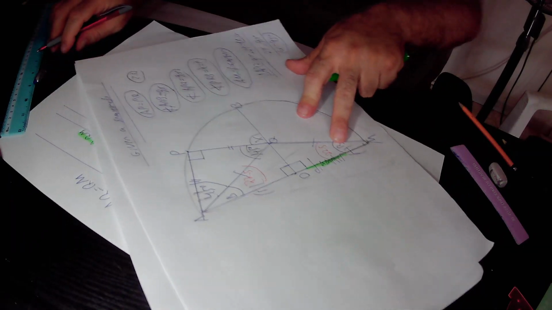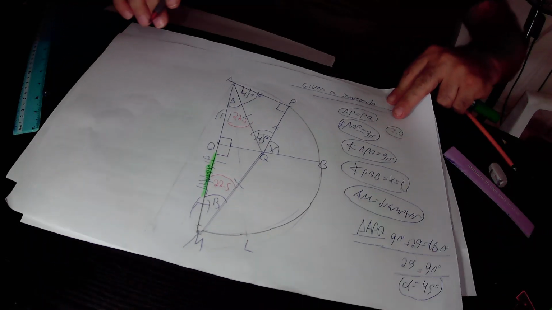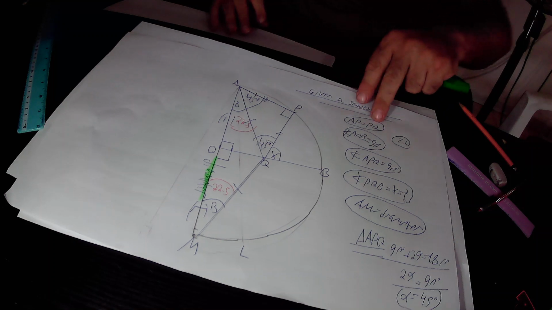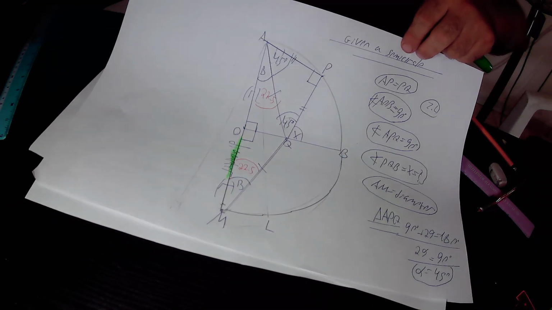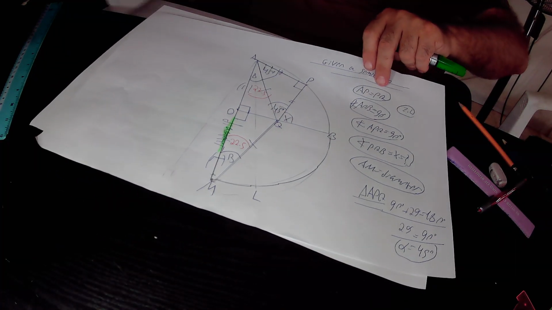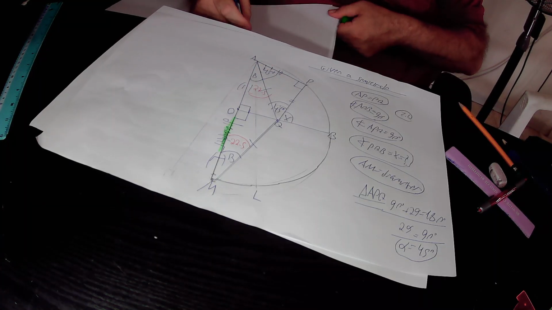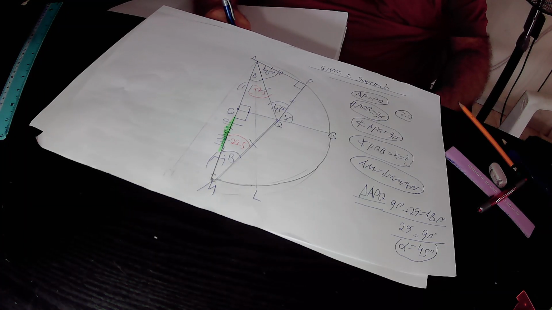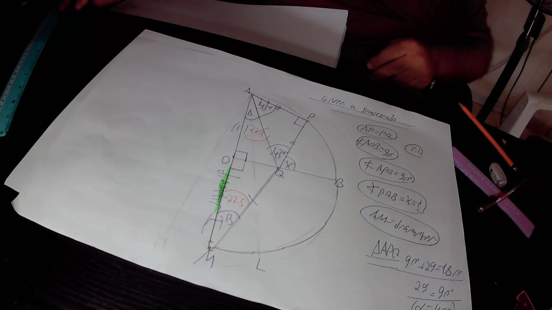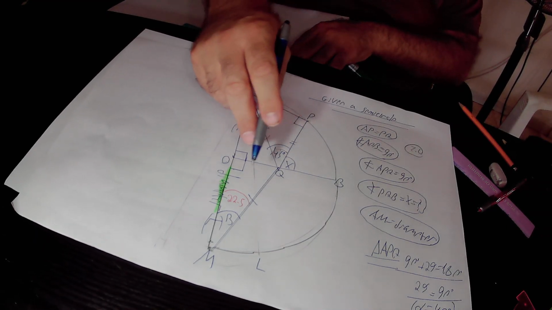In the next step, we'll focus on the right lower triangle, triangle OQM. In the right lower triangle, triangle OQM, the sum of the angles must be equal to 180 degrees. So which angles do we have in the right lower triangle, triangle OQM?